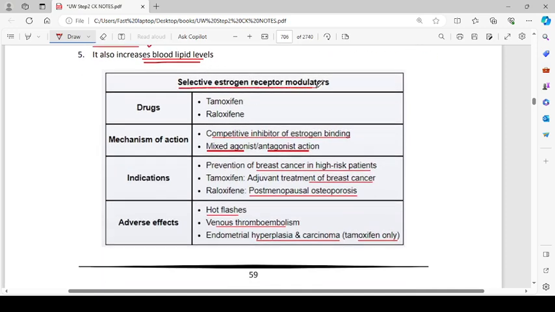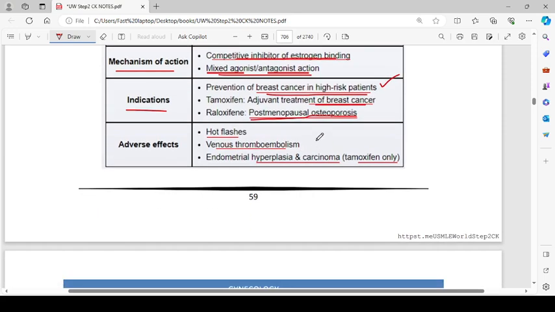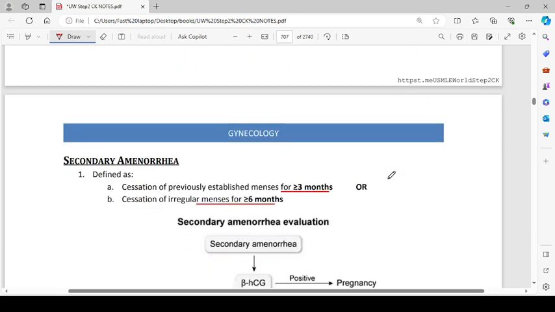Then we have selective estrogen receptor modulators, SERMs. The drugs are tamoxifen and raloxifene. Mechanism of action is competitive inhibitor of estrogen binding, mixed agonist and antagonist action. Indications are prevention of breast cancer in high-risk patients, tamoxifen for adjuvant treatment of breast cancer, and raloxifene for postmenopausal osteoporosis. Adverse effects include hot flashes, venous thromboembolism, endometrial hyperplasia, and carcinoma, which is associated with tamoxifen only.